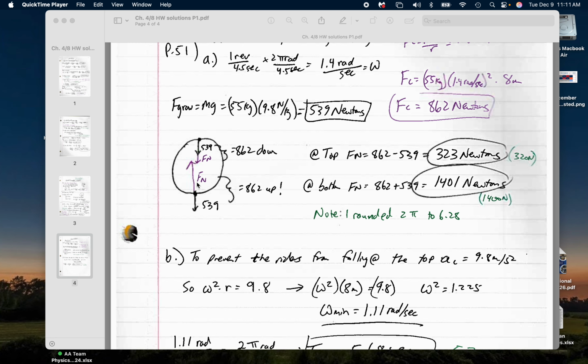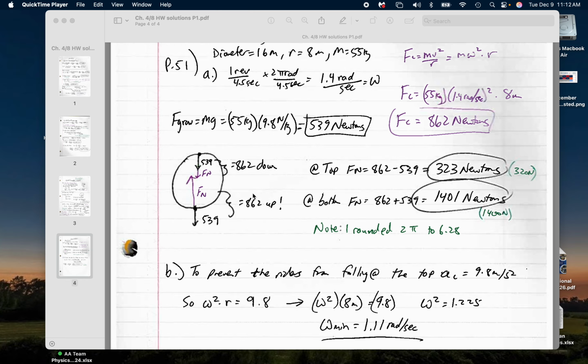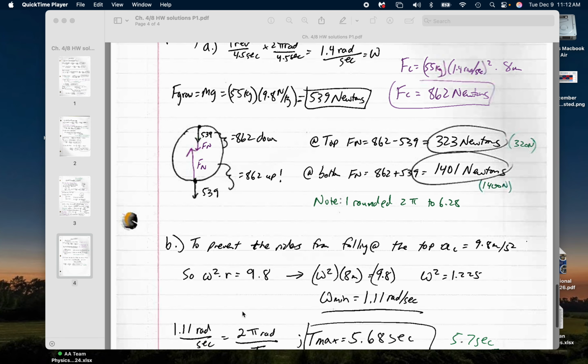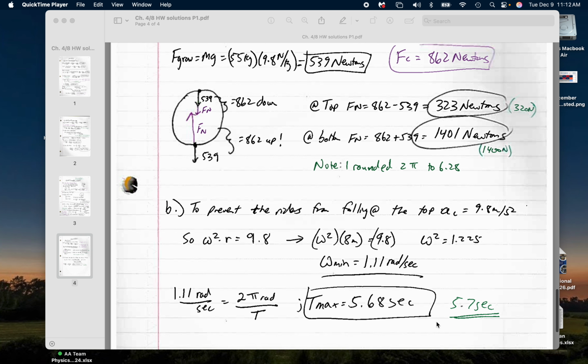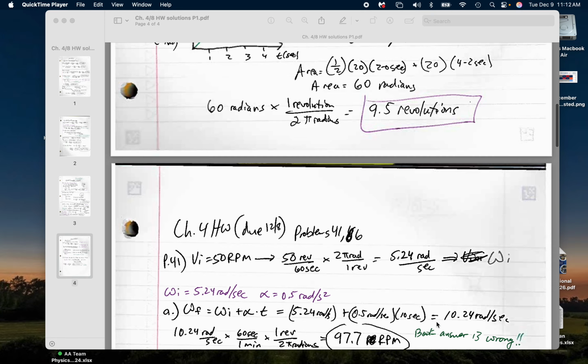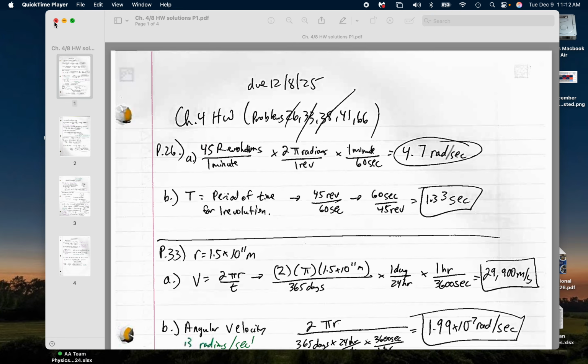To prevent the riders from falling off, at the top, the centripetal acceleration would need to be at least 9.8 meters per second squared. So this really should be greater than or equal to 9.8. That means this should be greater than or equal to 1.11. So the minimum angular speed is around 1.11 radians per second. If it's 1.11 radians over 1 second, that's 2 pi radians over what time to go around a full circle? Around 5.7 seconds. So hopefully those help.